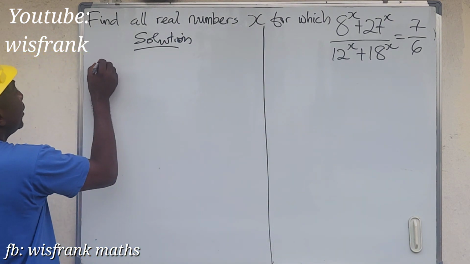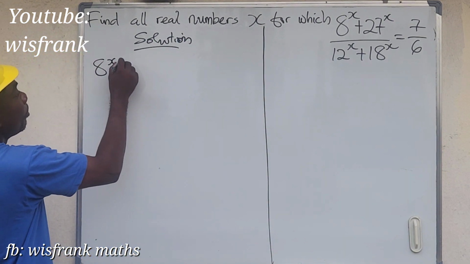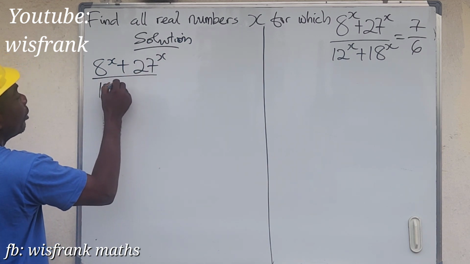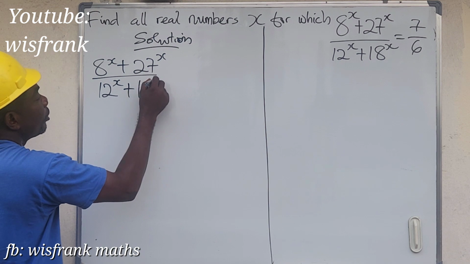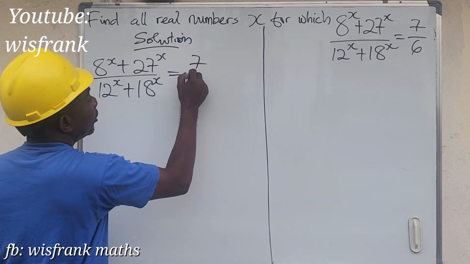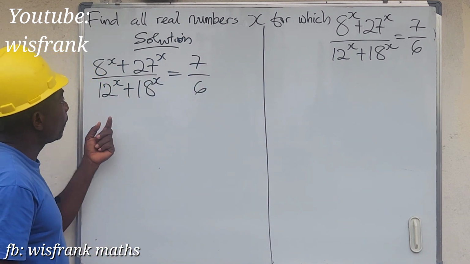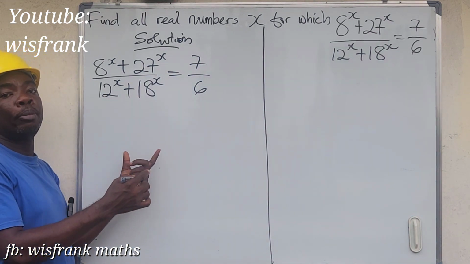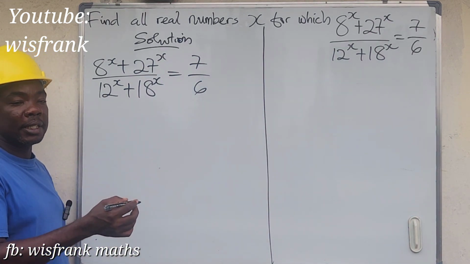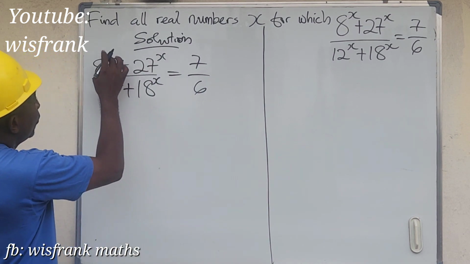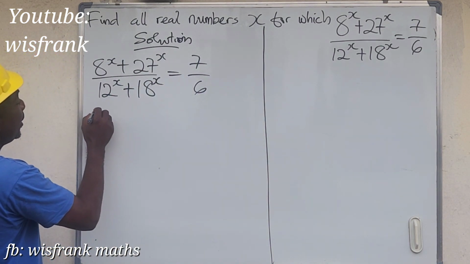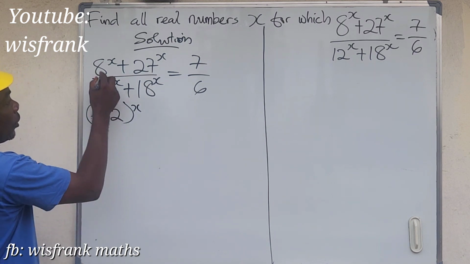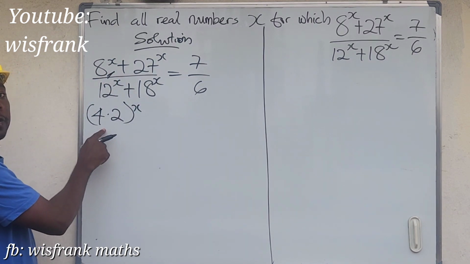So here we are given (8^x + 27^x) / (12^x + 18^x) = 7/6. So here we have different numbers. We want to break them down into different bases as it implies. So here 8, we know that 8 is (4 times 2) all raised to the power of x. So in the place of 8 here, we put 4 times 2.